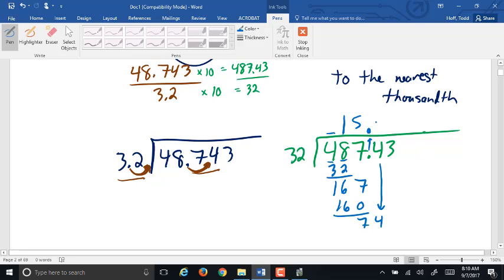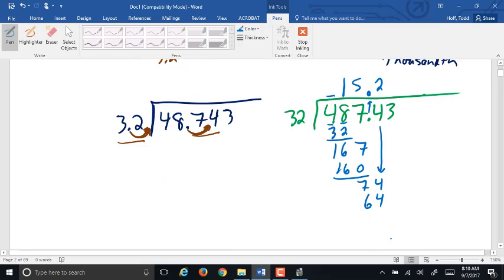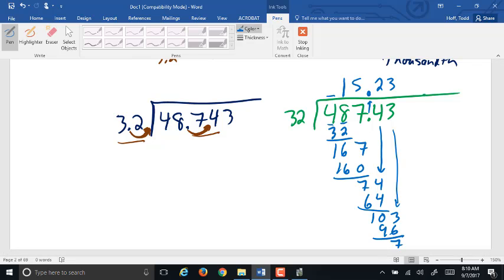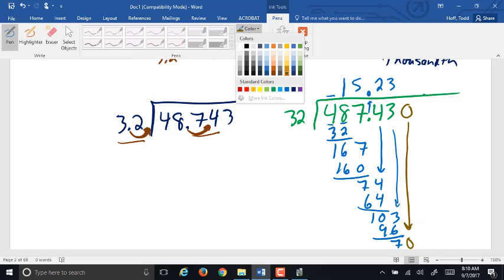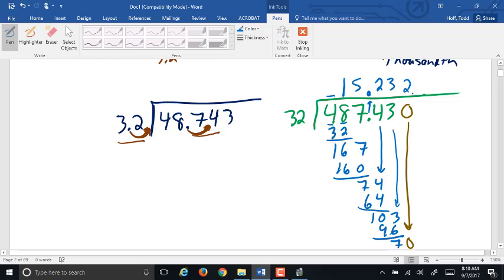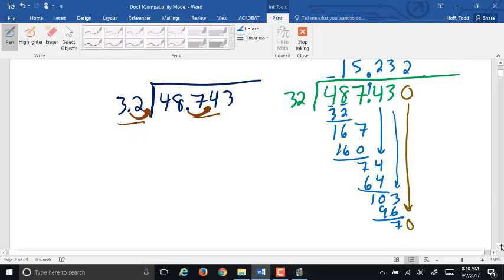Does 32 go into 74? Twice. 2 times 32 is 64. So we got 10 left over. Bring down the 3. 32 into 103? That's 3 times. That would be 96 with 7 left over. Now, I'm out of numbers there, but I said to the nearest thousandth. So what can I do? I can add a 0 and bring it down. Does 32 go into 70? Yes, it goes in there twice. That would be 64. There's 6 left over.